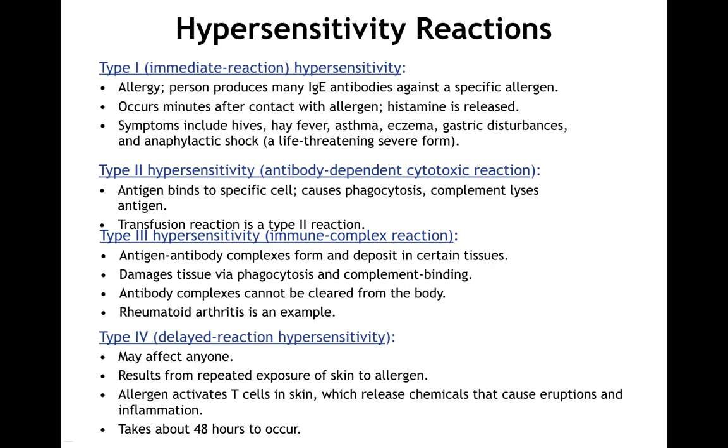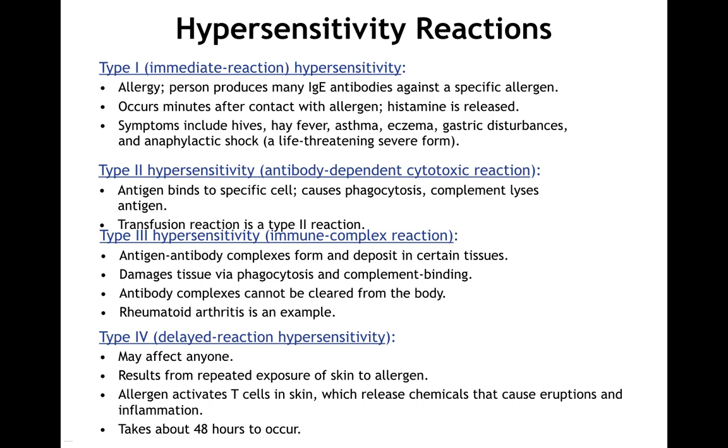So a type 1 hypersensitivity reaction is an immediate reaction. That's also called an allergy. People produce IgE antibodies against a specific allergen, and those reactions occur quickly, minutes after contact with the allergen. There is a release of histamine, and histamine induces things like hives, hay fever, asthma, eczema, and gastric disturbances, and this can be life-threatening. In some cases, we can get what is known as anaphylactic shock. Bee stings can do that. You should carry an EpiPen if you are allergic to bees.